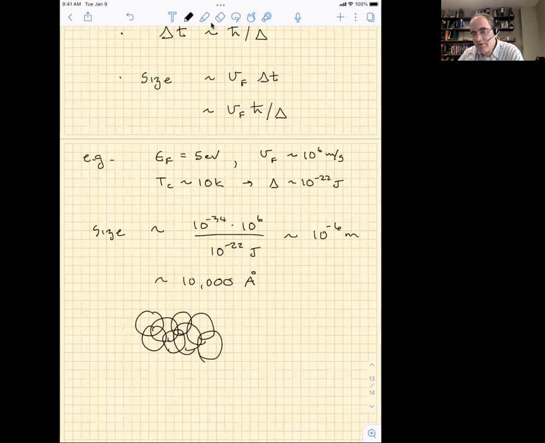Nevertheless, the most important result, the most important property of a Bose-Einstein gas does survive. This becomes a superfluid, meaning that it can move without resistance.